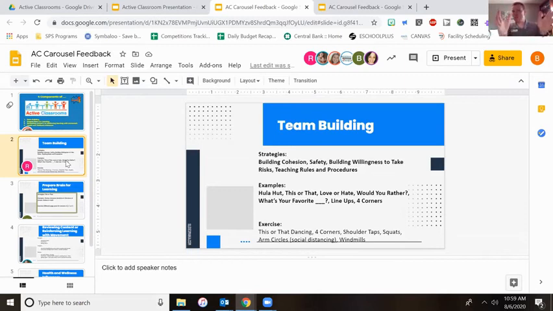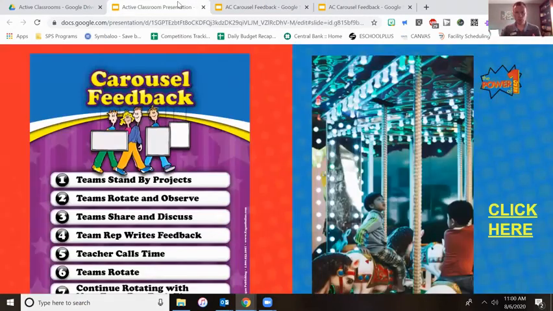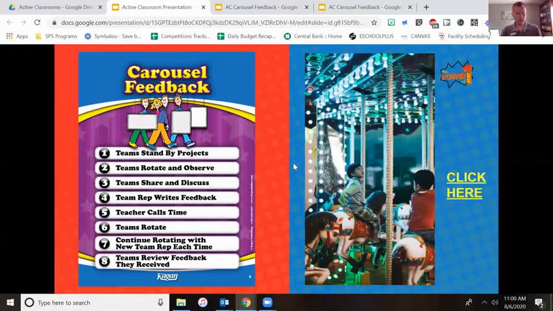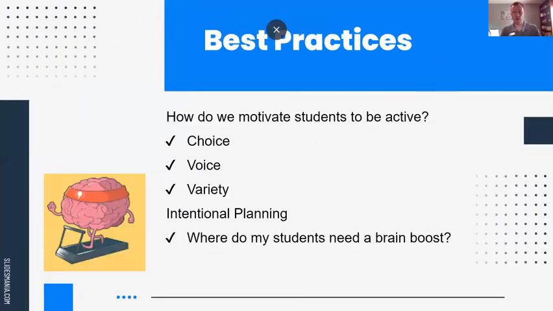Or if you did it in person and you have the big white poster paper and they're reviewing everyone else's work, just having students add that one exercise to add movement, and kids like being able to create that movement opportunity for each other. So I'm sorry that we didn't have more time for that, but I hope that you get a feel for what that active classroom or that carousel feedback would look like with movement.